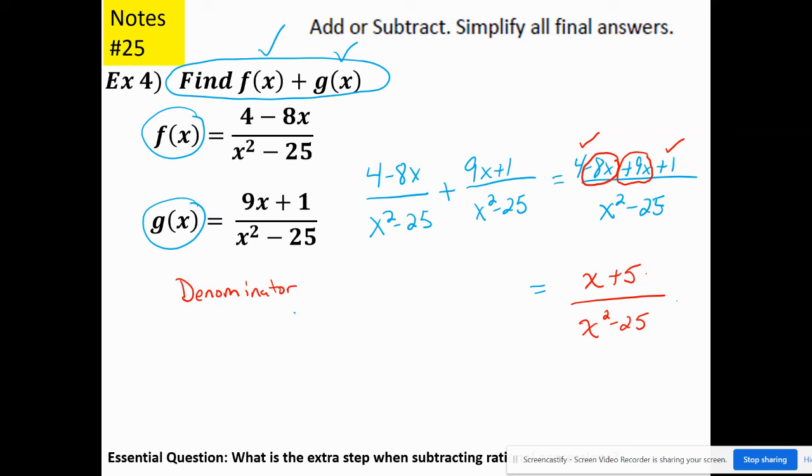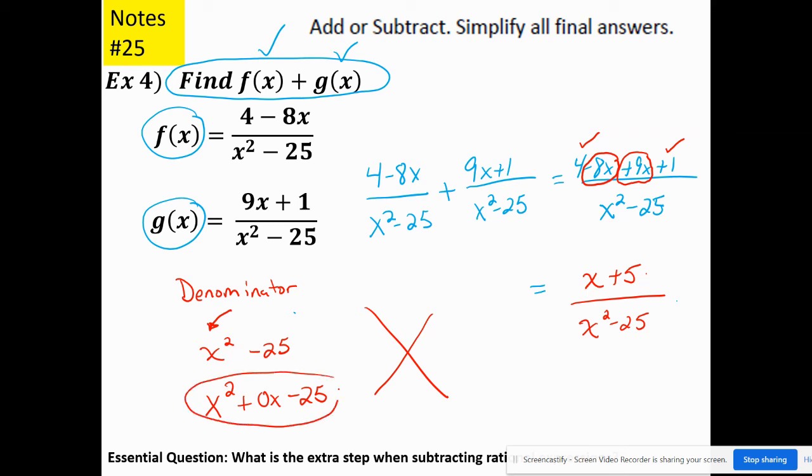the denominator is x squared minus 25. Anytime you have an x squared, you can factor with your magic x. And we need 3 pieces, so we add the 0 in the middle. So we're going to check to see if we factor this that maybe we can cancel.